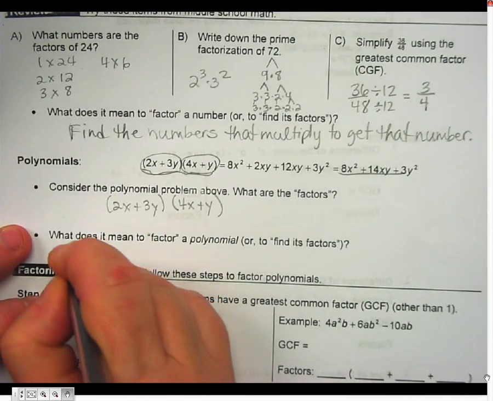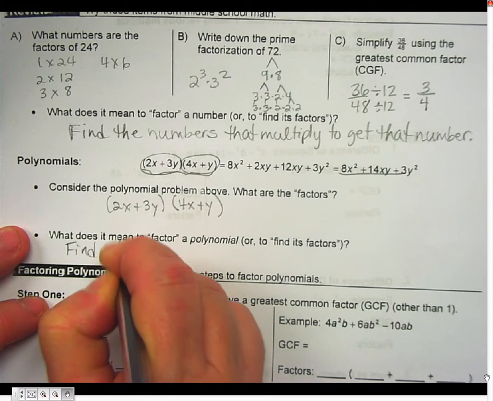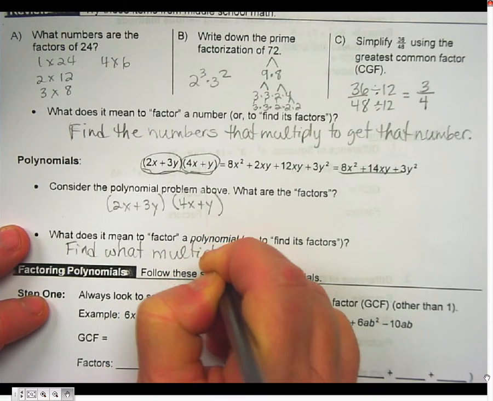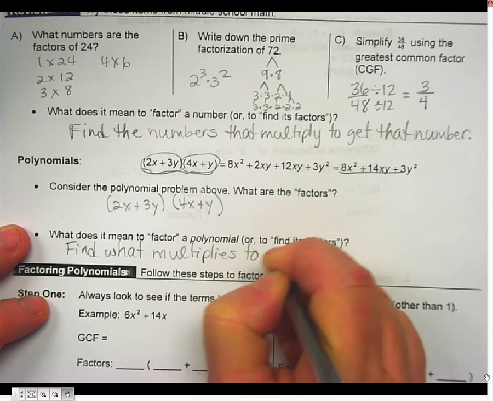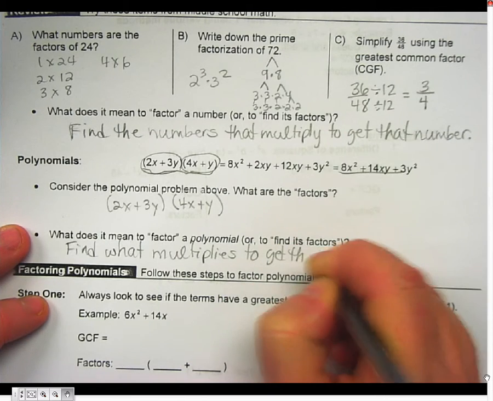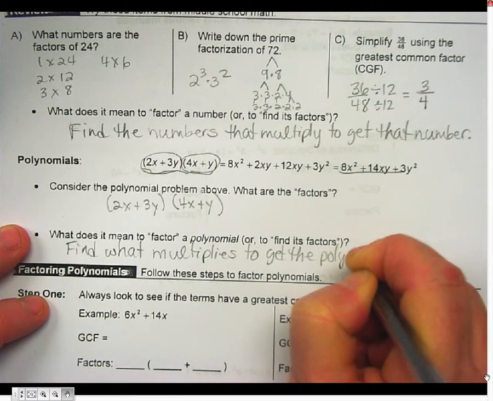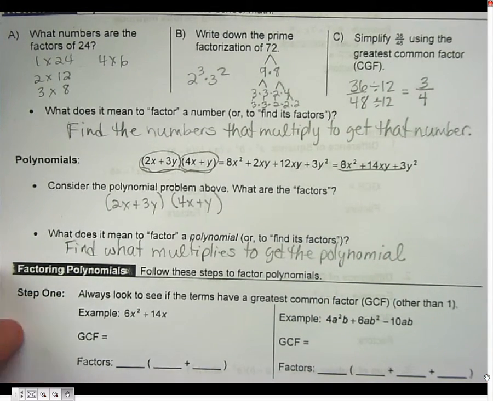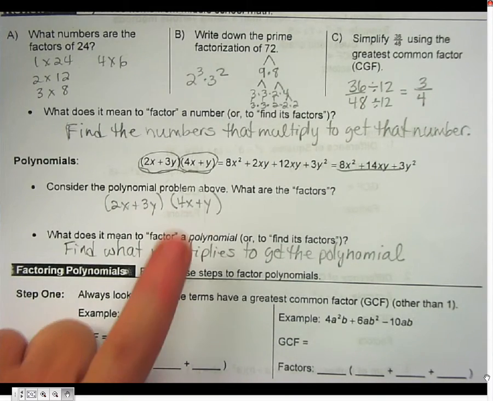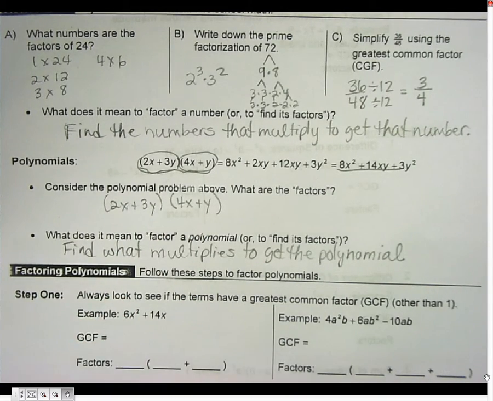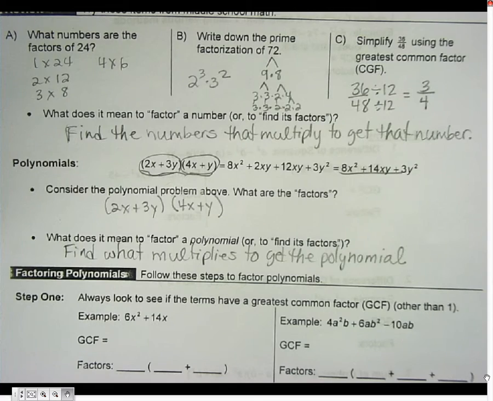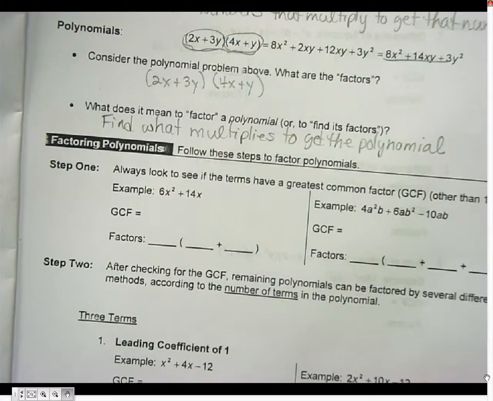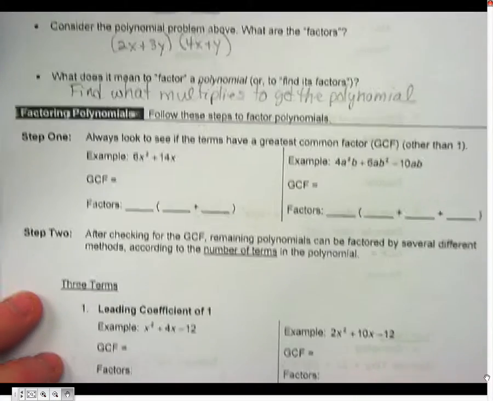You find what multiplies to get the polynomial. So we're looking for, a lot of times, two binomials that will multiply together to get that polynomial. But what we're going to do first is look for the greatest common factor, and then we're going to factor it out. That's how we say that.